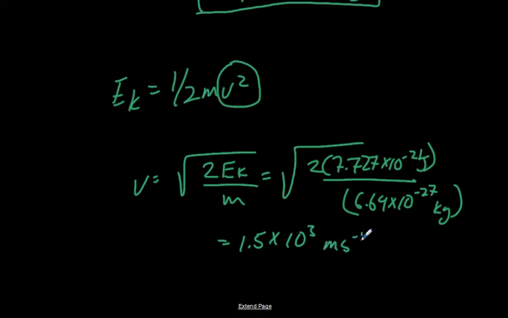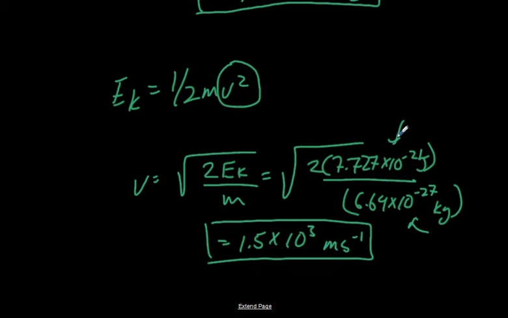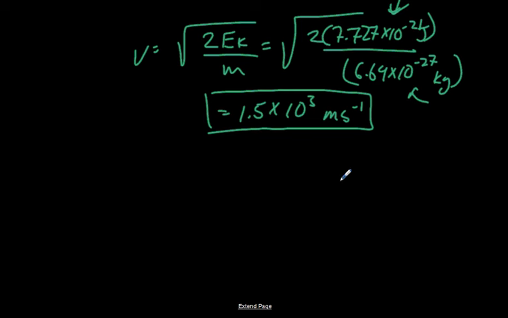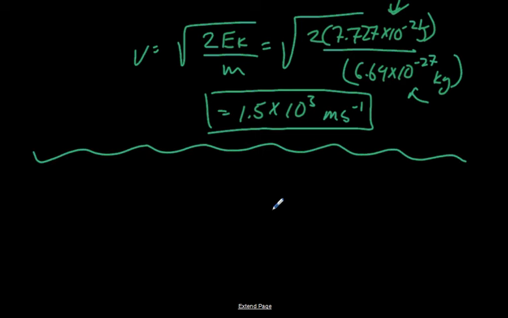Okay, so there we go. A helium particle. This is the mass of the helium particle right here. There's the kinetic energy we figured out. There's your formula rearranged. It should be 1.5 times 10 to the 3 meters per second. Yeah, it's pretty fast. That was at 100 degrees, or 373K.